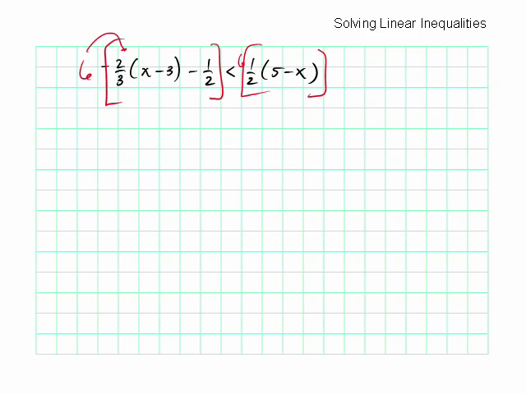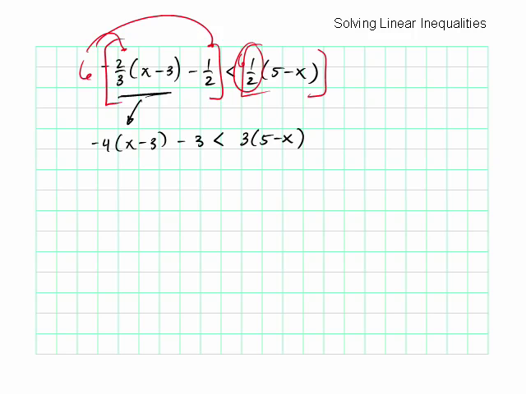Now 6 times this negative 2/3 is a negative 4. So this becomes negative 4 times (x minus 3). This part right here turns into that. The 6 must also be distributed over here to this minus 1/2, and 6 times the negative 1/2 is a negative 3. And over here, we've got 6 times 1/2, that's a 3, times (5 minus x).